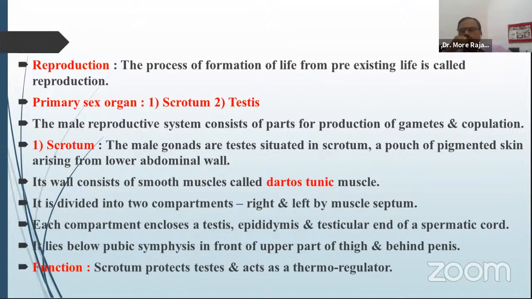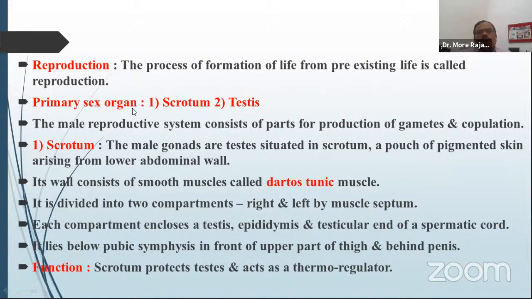What is the meaning of reproduction? As you know, reproduction is the process of the formation of life from pre-existing life, or the production of a new individual from the old one. It is called reproduction. Each and every organism reproduces. If organisms stop reproducing, the continued existence of that species vanishes. So each organism produces young ones to continue life further.